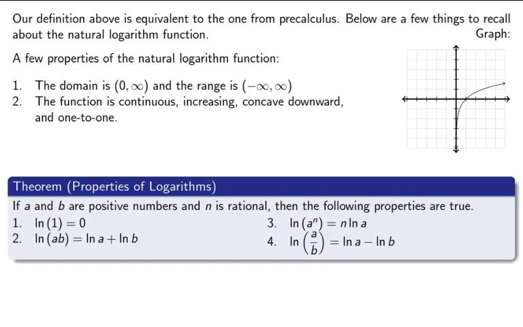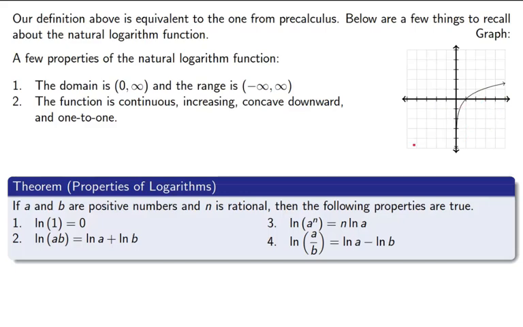Some things about the natural logarithm function that you should remember. First off, I mentioned the definition was the same. Here's some stuff about the natural log function. Here's the graph of it. It's increasing and concave downward. It's continuous. The domain is 0 exclusive to infinity. It's not defined at 0. There's a vertical asymptote there. The range is -infinity to infinity. And the function's also 1 to 1, meaning it simply passes the horizontal line test and thus can be inverted.